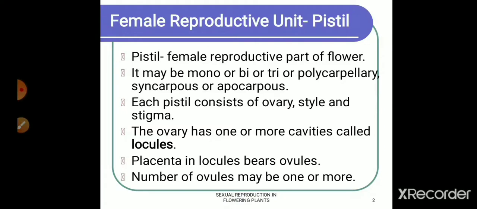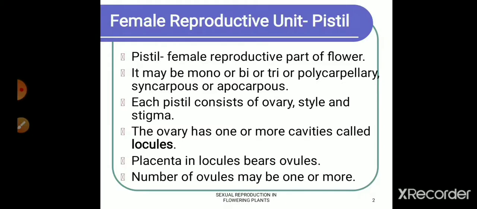It may be mono-, bi- or tri- or polycarpellary, syncarpous or apocarpous. Monocarpellary means the pistil contains only a single carpel. Bi means two carpels, tri means three, and so on. Syncarpous is the term used to describe the condition in which carpels are fused together, and apocarpous means free carpels.